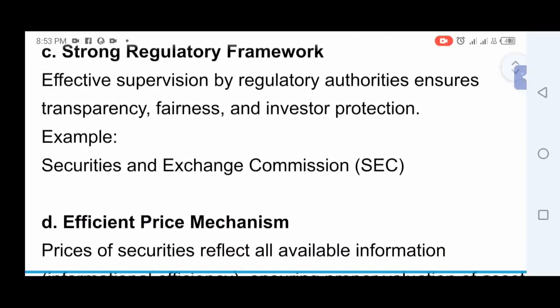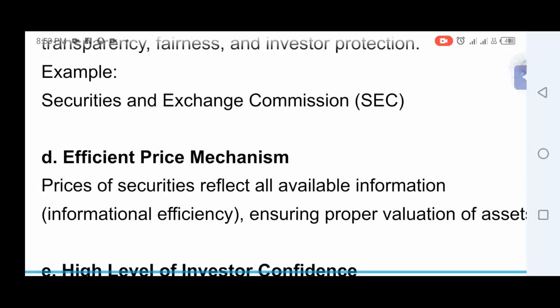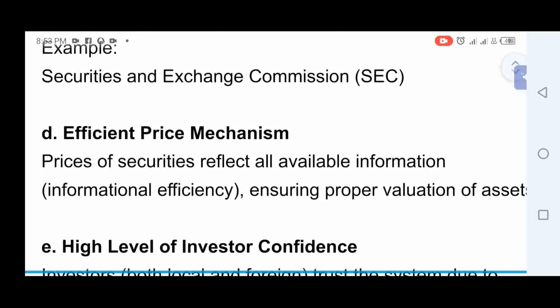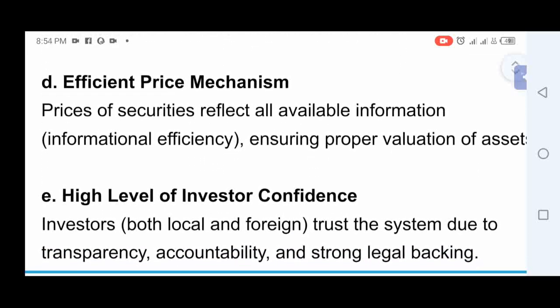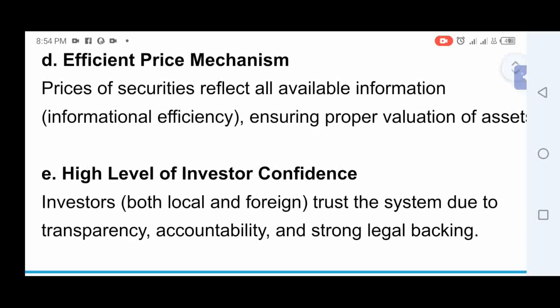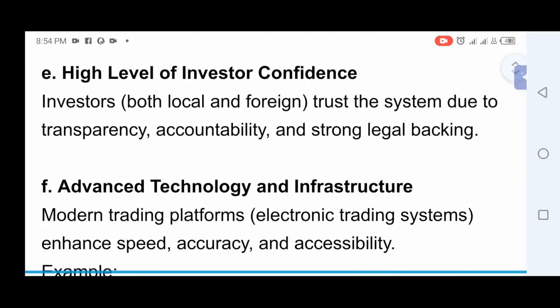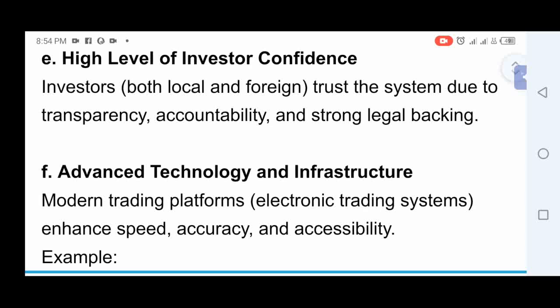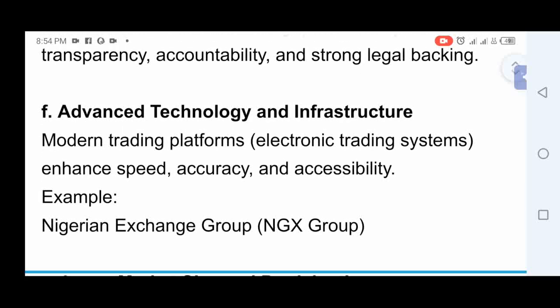D. Efficient price mechanism. Prices of securities reflect all available information, informational efficiency, ensuring proper valuation of assets. E. High level of investor confidence. Investors, both local and foreign, trust the system due to transparency, accountability, and strong legal backing. F. Advanced technology and infrastructure. Modern trading platforms and electronic trading systems enhance speed, accuracy, and accessibility. Example: Nigerian Exchange Group, NGX Group.